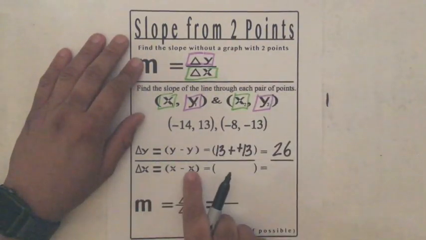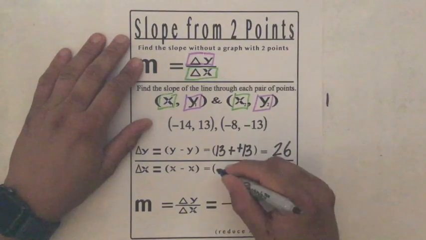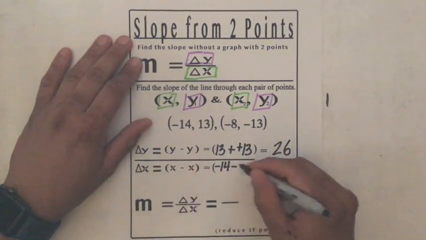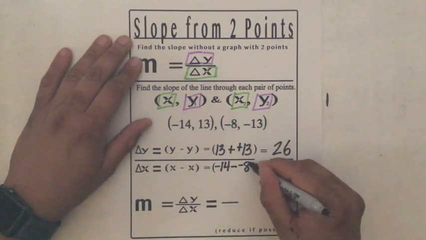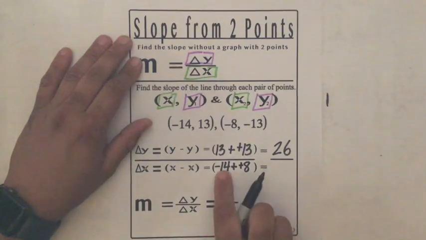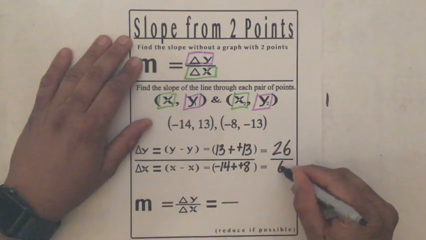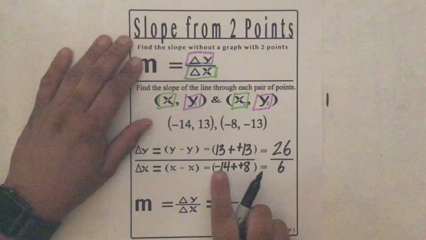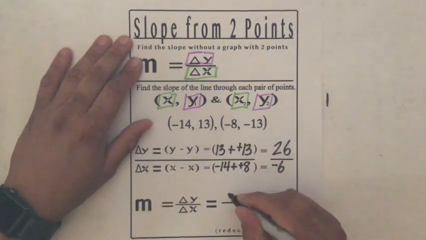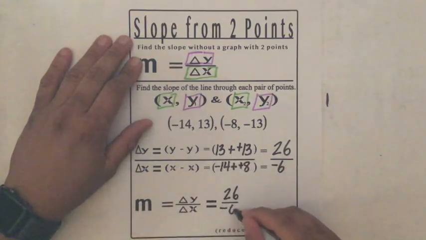Delta x means x minus x. So my first x is negative 14. My second x is negative 8. So I say negative 14 minus, right? Because it says delta, minus negative 8. So minus minus, remember they crash into each other and become a plus. So these two are different signs, one negative, one positive, so I subtract. 14 minus 8 is 6, but since 14 is the bigger integer and it's a negative, then the 6 will be negative as well. So my delta y was 26, my delta x was negative 6, right?